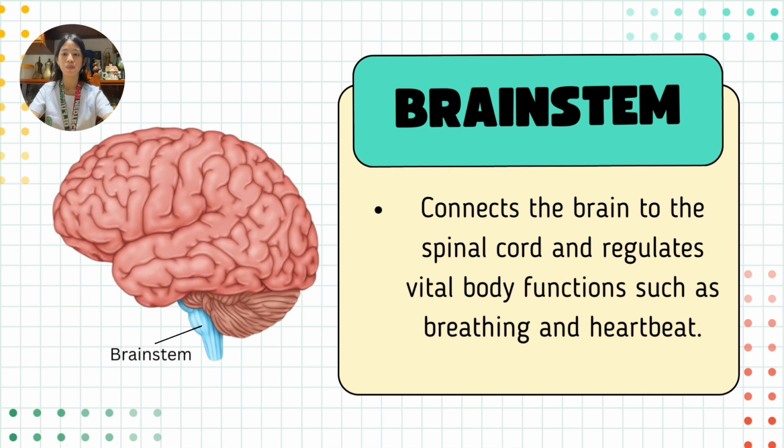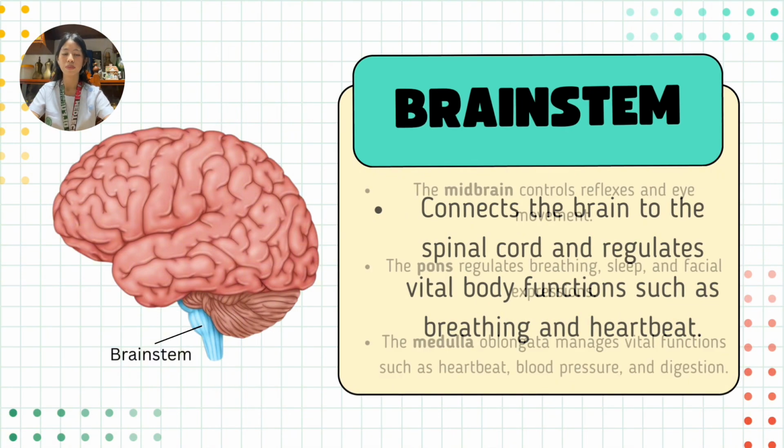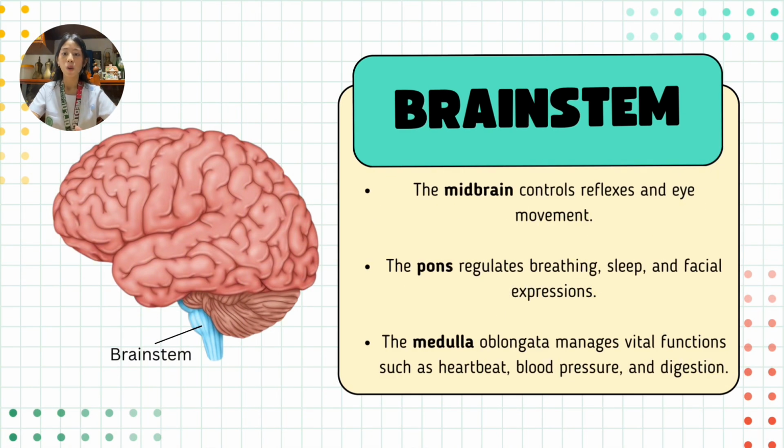We also have the brainstem. It connects the brain to the spinal cord and regulates vital functions such as breathing and heartbeat. The brainstem is made up of the midbrain, pons, and medulla. The midbrain controls reflexes and eye movement. For example, when your eyes quickly move toward a sudden flash of light, the midbrain is active.